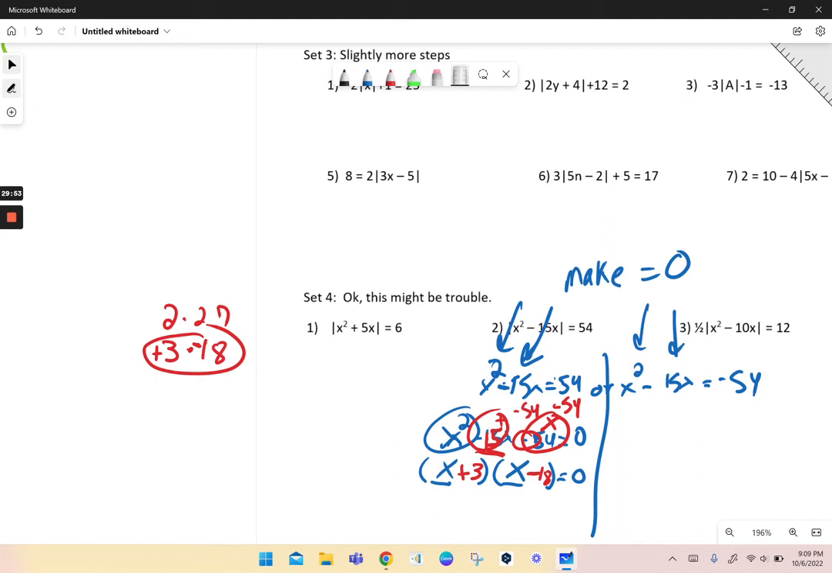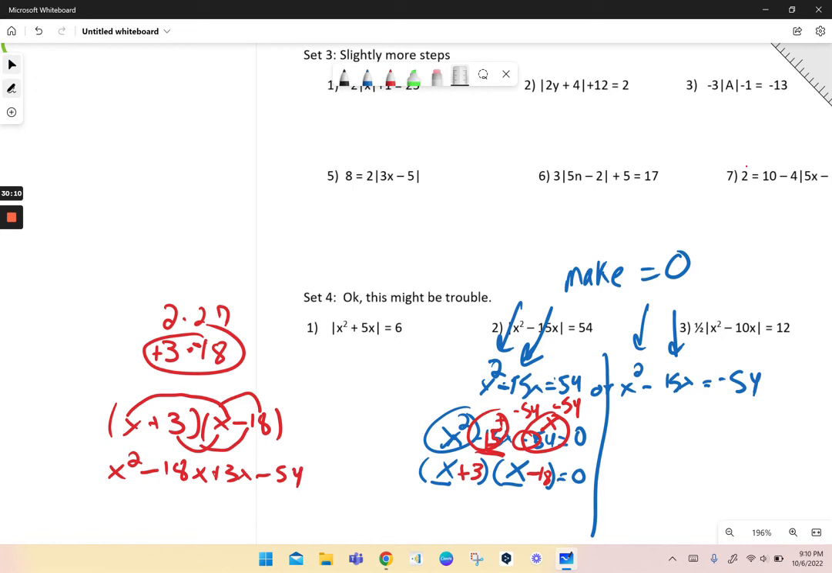And guys, we did have a homework on multiplying binomials. Let's just see why this works real quick. When you multiply this out, x times x gives you x squared. X times negative 18 gives you negative 18x. 3 times x gives you 3x. And 3 times negative 18 gives you negative 54. And so these two end up adding to be negative 15x. And when you simplify, we get the thing we wanted. So these add to be the right number of x's, and they multiply to make negative 54.